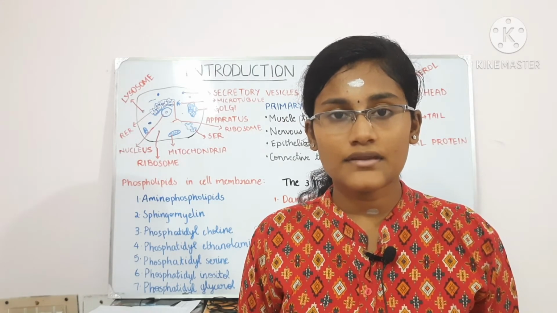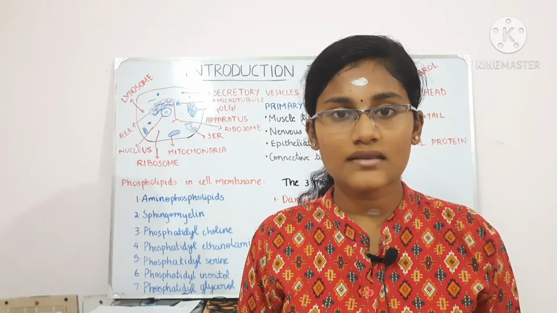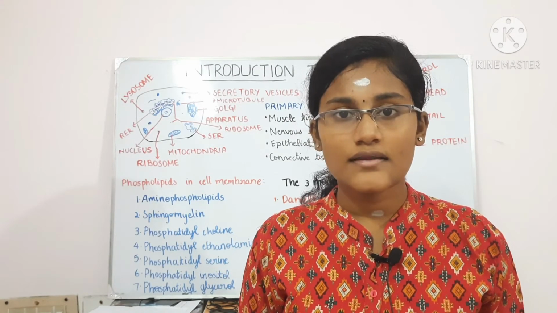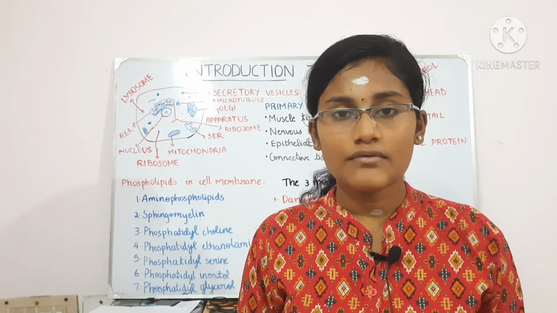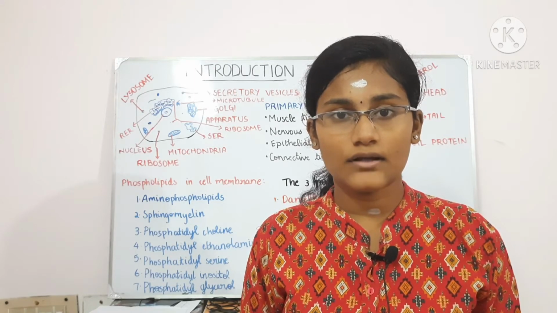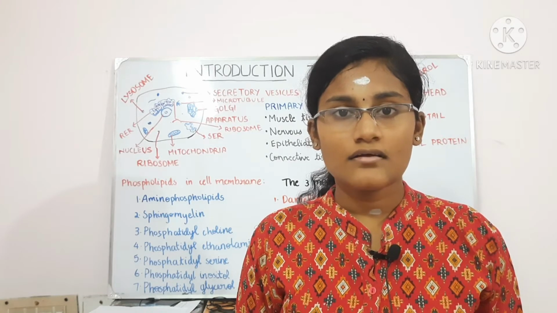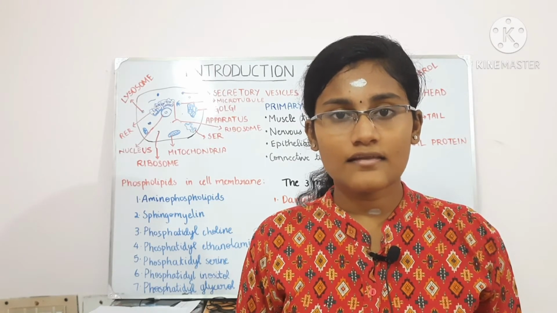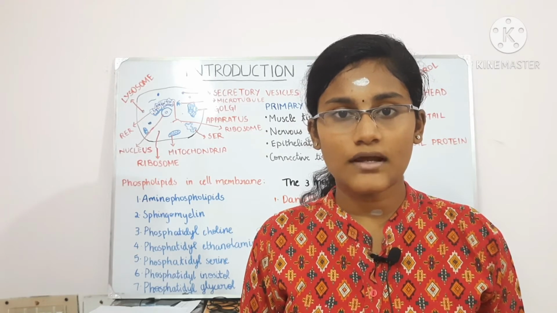And then last comes the extracellular matrix. The extracellular matrix is a complex meshwork of components secreted by the cells. Okay, and they mainly include the proteoglycans, glycoproteins, and fibrous proteins such as elastin and collagen. Okay, so coming back to the cell, it is made up of three main components, that is the cytoplasm, nucleus, and cell membrane.